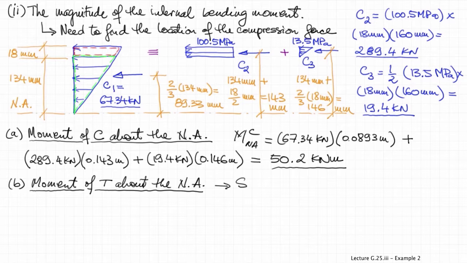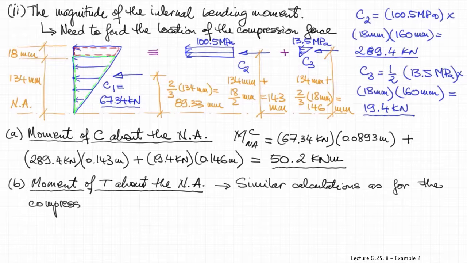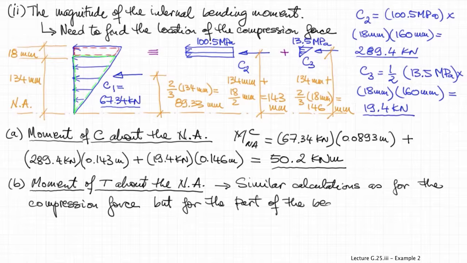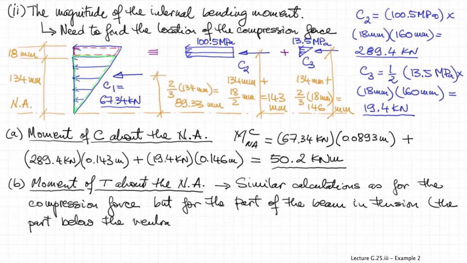Now, we also need to calculate the moment of the tension stress block about the neutral axis. In order to do that, I will let you do this as a homework, but the calculations would be similar as for the compression force. But now we have to go below the neutral axis, where the beam is in tension. And again, we will have another big triangular stress block in tension this time, part of it acting on the narrow web of the section and part of it acting on the wider flange part component of the section. So please do this on your own as an exercise.